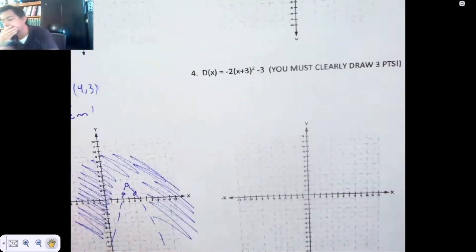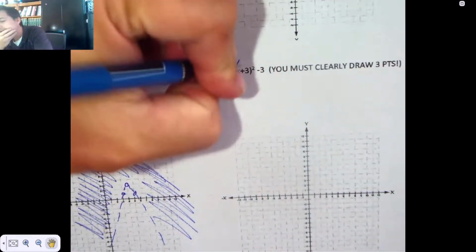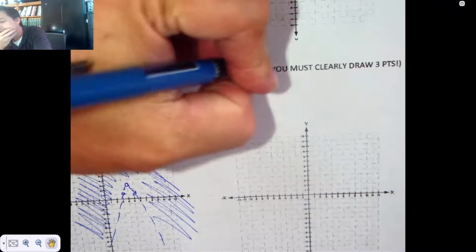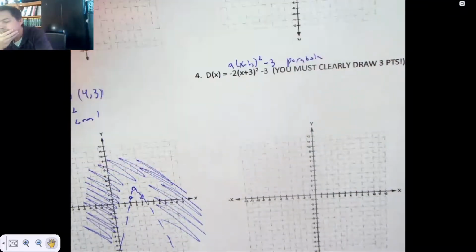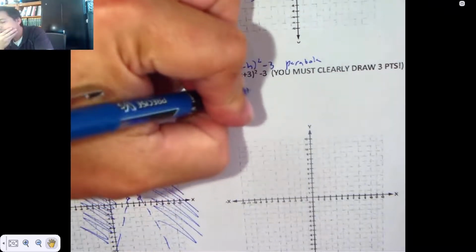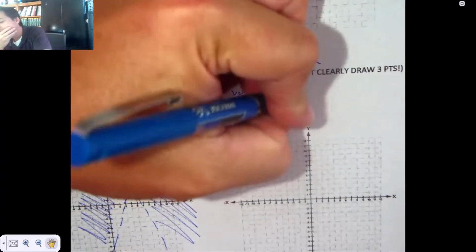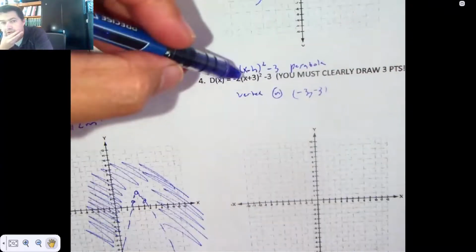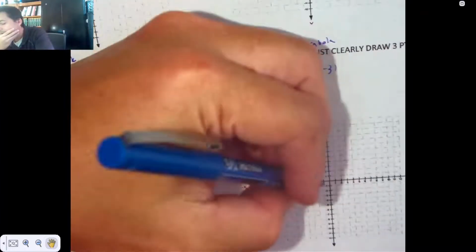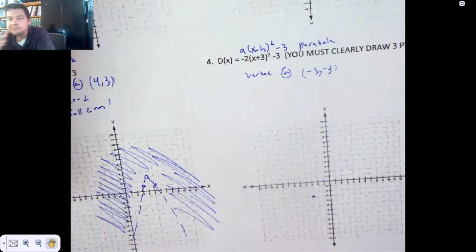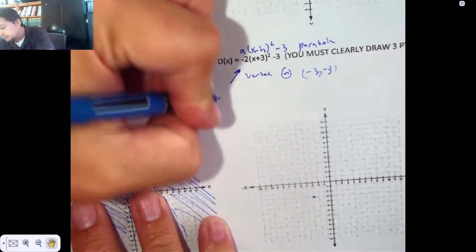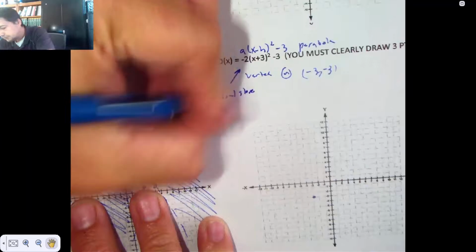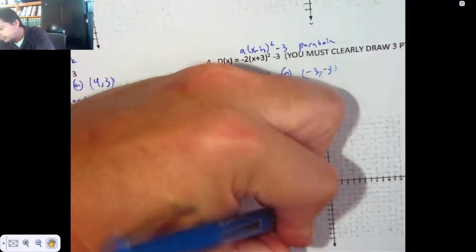Moving on to 4, we have something in the form of A times x minus h squared minus 3. This is a quadratic, a parabola. The vertex is at negative 3, negative 3. Sign change, keep the sign. So back 3, fall 3. There's no greater than, it's just equality. And my initial slope is negative 2. So I'm going to fall 2 and run 1.